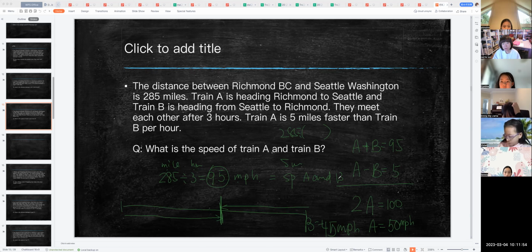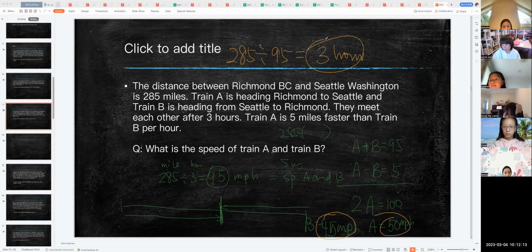Serena, good job, you got it right. Okay, very good. For this kind of question, it's very easy to check yourself. After you find A and B, add them together to get 95, and divide the total 285 by 95. If it is 3, then you got it right. If it is not 3, you got it wrong. Violet, get it?